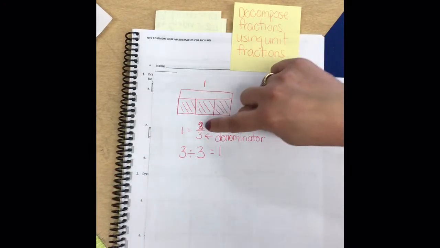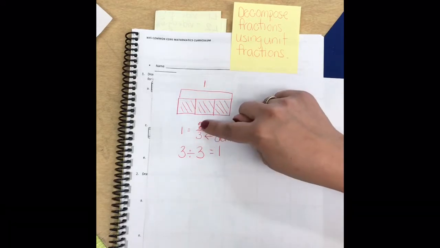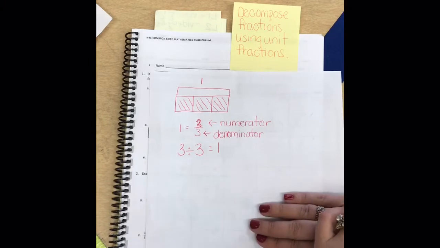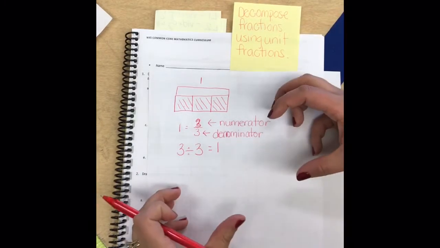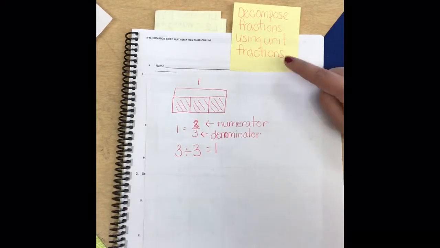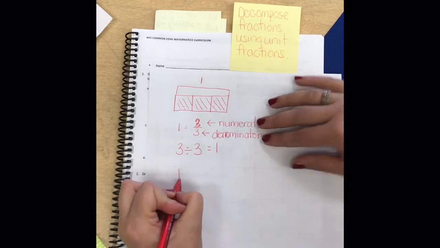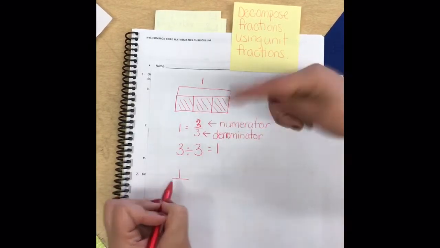So we have our numerator, our denominator, and we know that it's part of a whole object. Today we're going to decompose. Decompose means to break it apart. We're going to break these apart into what we call unit fractions. A unit fraction is where the numerator is 1 and the denominator is whatever you're talking about.